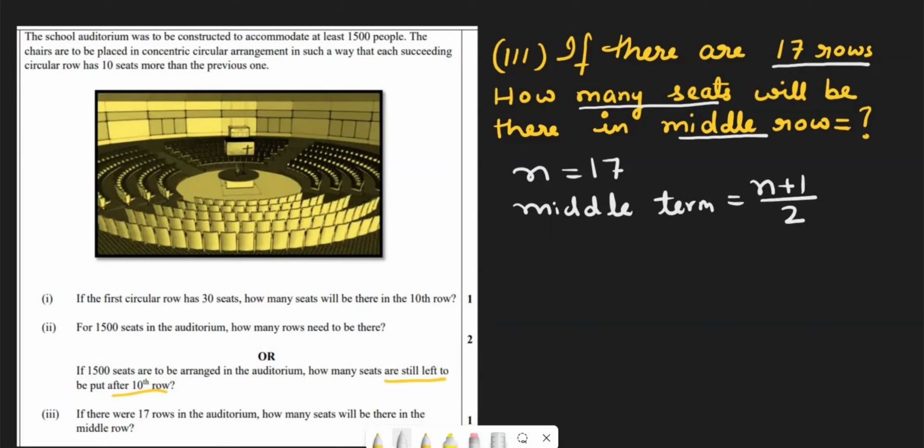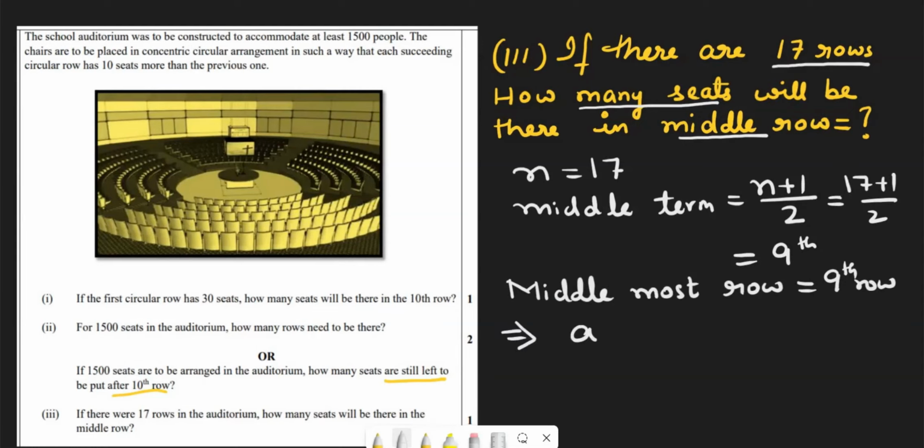If n is even, there will be two middle rows: the n by 2 th term and the n by 2 plus 1 th term. Here n is odd, so it is very easy to find. 17 plus 1 by 2, that is 18 by 2, so the ninth term is the middle of 17. So the middlemost row is the ninth row.